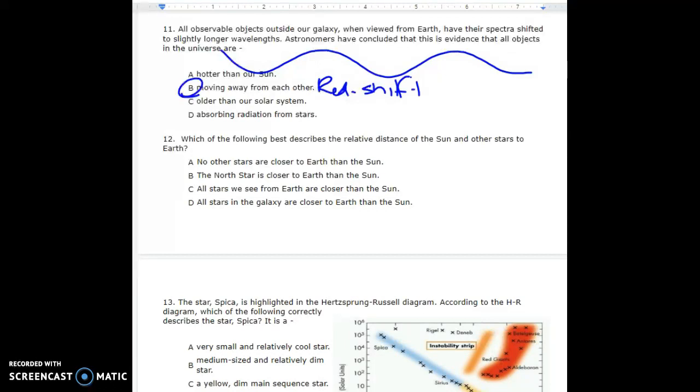I'm going to have to go a little bit faster here because I'm running out of time. Which of the following best describes the relative distance of the sun and other stars to the Earth? Well, we've kind of gone through this a lot already. No other stars are closer to Earth than our sun. This is why this is our beautiful sun. The North Star is not closer, otherwise we would be able to feel the heat off of our North Star, off of the sun. The only thing we can do with that is tell where North is.